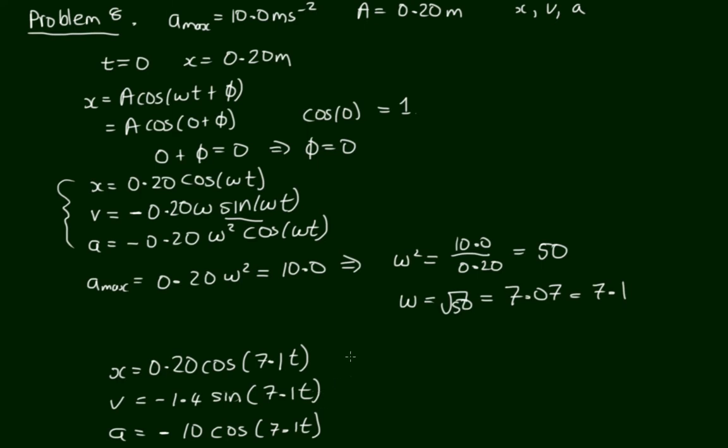Okay, so those are the three expressions that we were asked for in this question. Actually, we should just include units in this as well. 0.20, that's the same as the amplitude here, that's in meters. 1.4, that's in meters per second, it's a velocity. And then the acceleration has the same units as this acceleration, meters per second per second. Okay, this is problem 9.